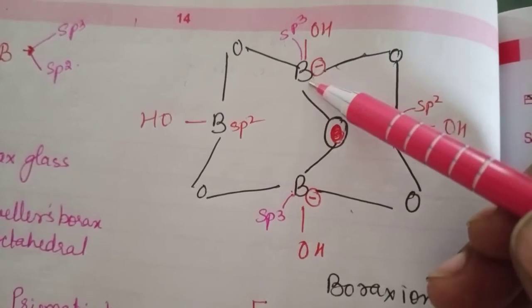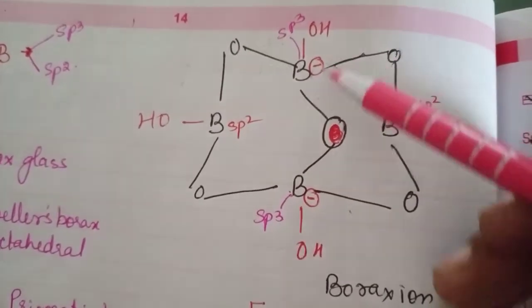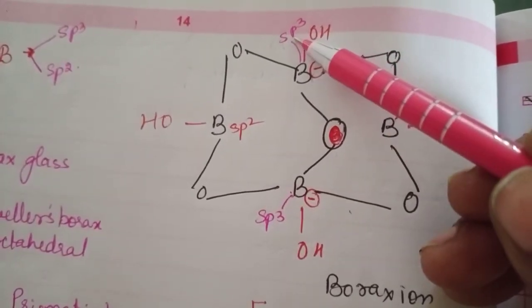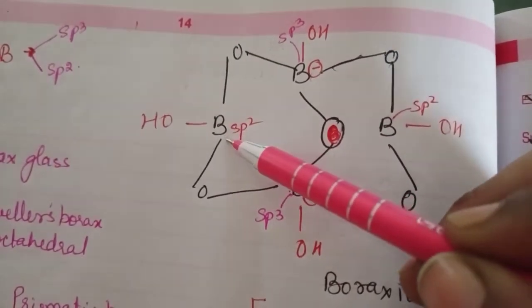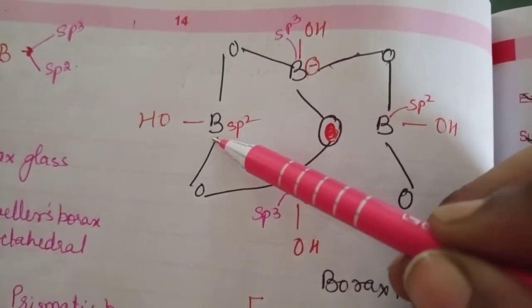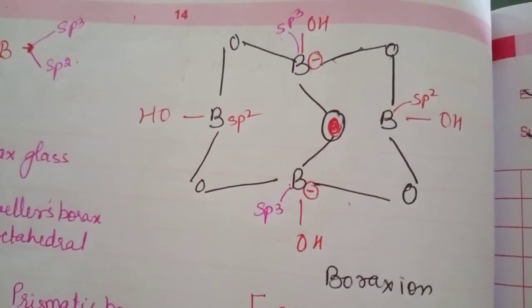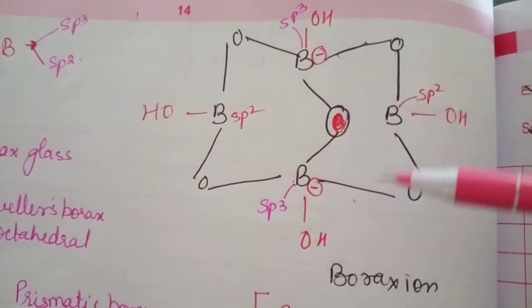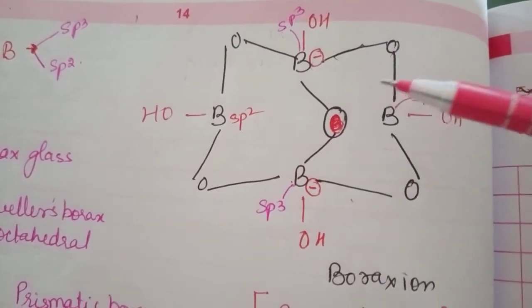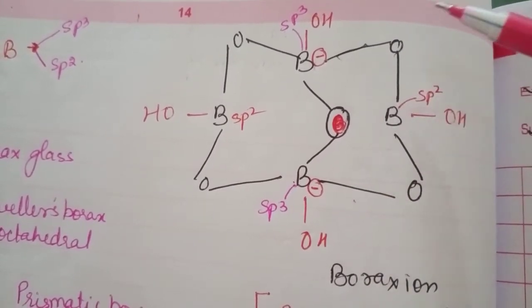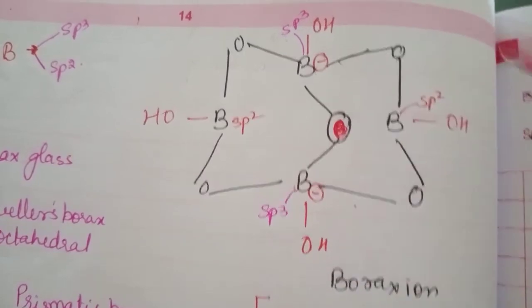The boron which is attached with the OH group and is bridged is sp3 hybridized, whereas the boron at the sides is sp2. So in the structure of the borax ion, boron has two hybridizations, sp2 and sp3. This is the structure of the borax ion.